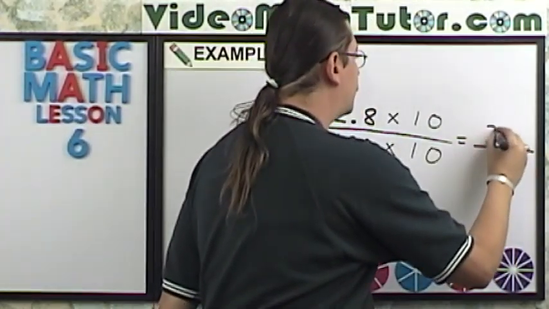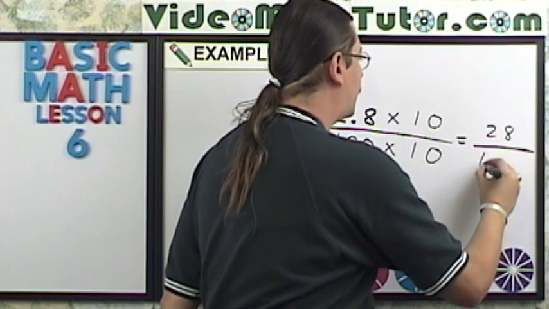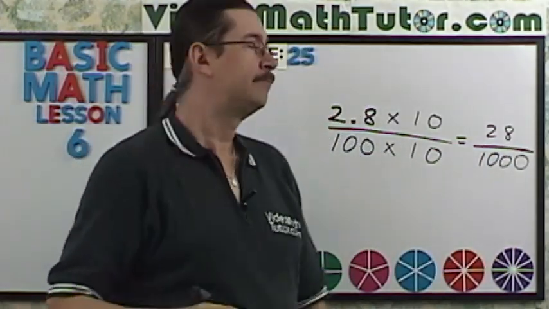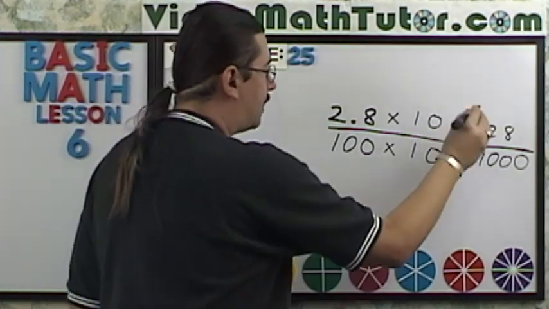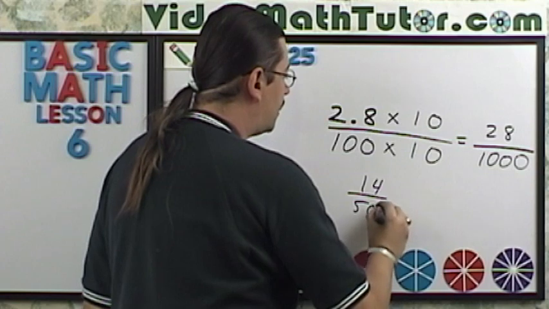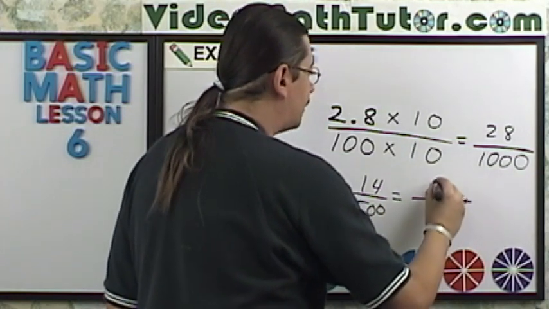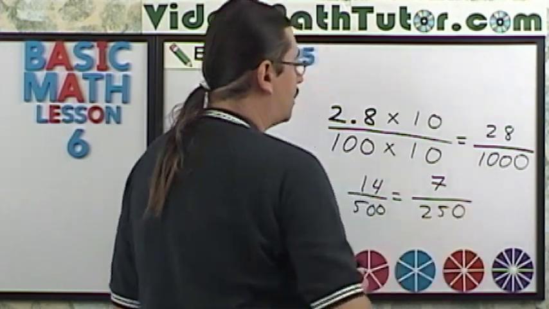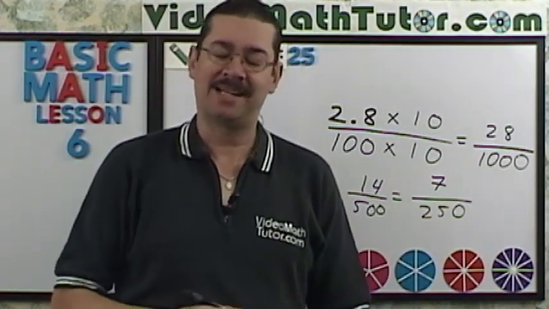And what did we get for an answer? Well, we're going to get 28, and on the bottom we're going to get 1,000. Is that a final answer? Well, no. I can reduce that. So cut everything in half, and you're going to get 14 over 500, and we can cut in half again to get 7 over 250. That's it.